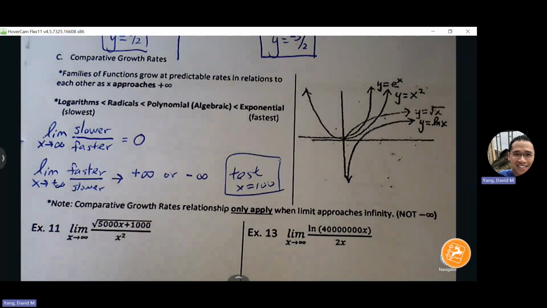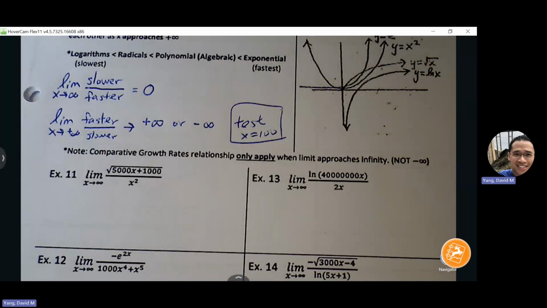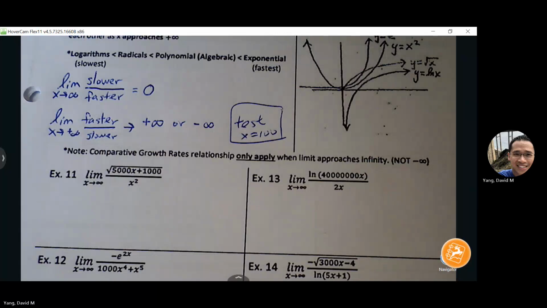Okay, and this only works if my numerator and denominator are cleanly one type of function versus the other. So if my numerator is logs plus polynomial, my denominator is radical plus exponential, that's not as easy for us to decipher. But if the numerator is only one type and the denominator is a different type, then we can make a quick conclusion as to what's happening.